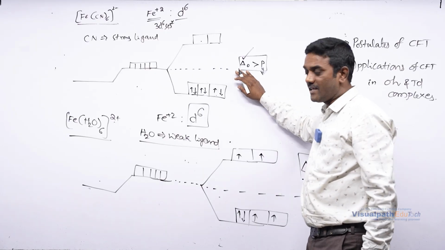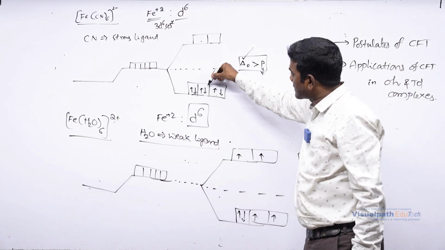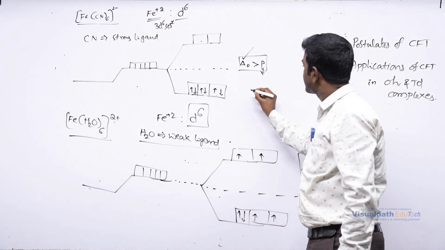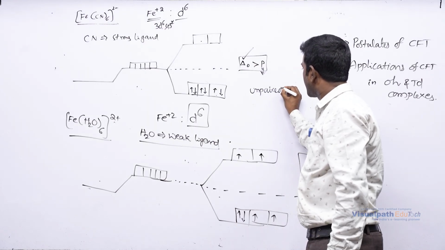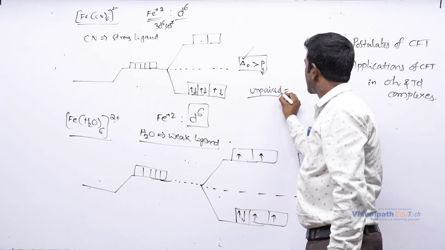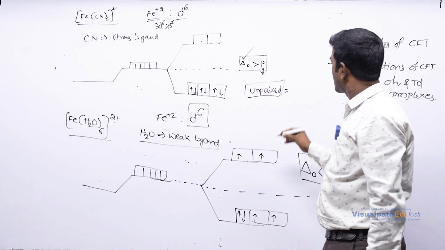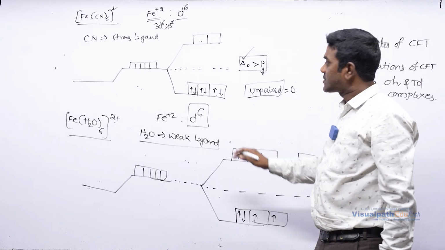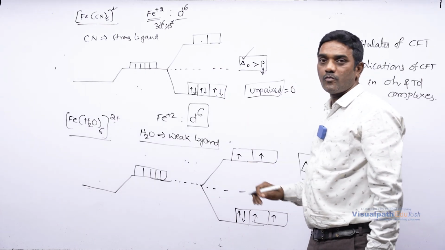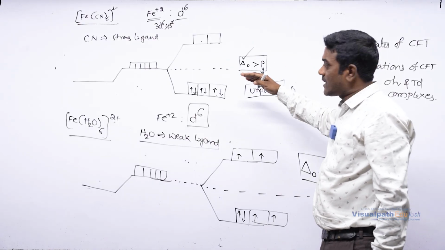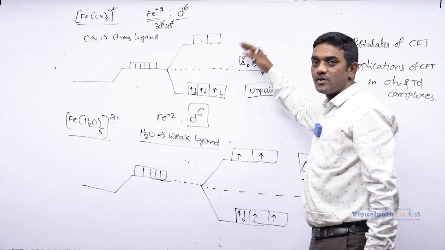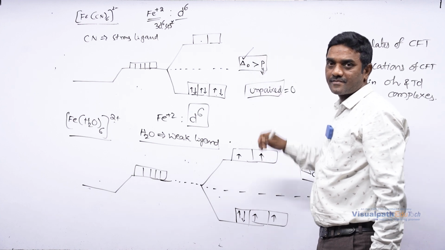Here we can see that all the electrons are paired. That means there are no unpaired electrons. So unpaired electrons is equal to 0 here. And so this is not going to give you color, because only if an unpaired electron is there, it will give you color due to transition.